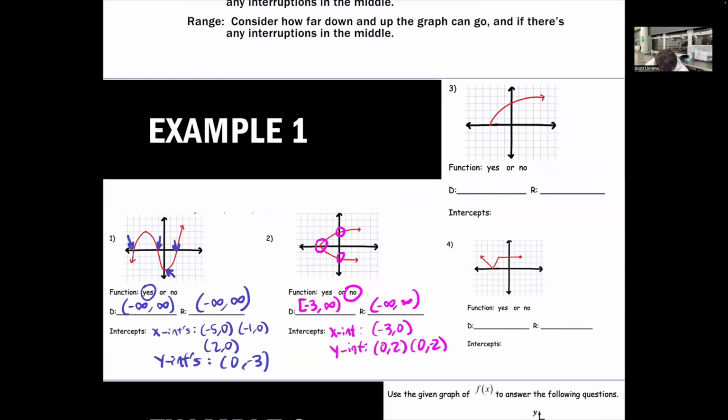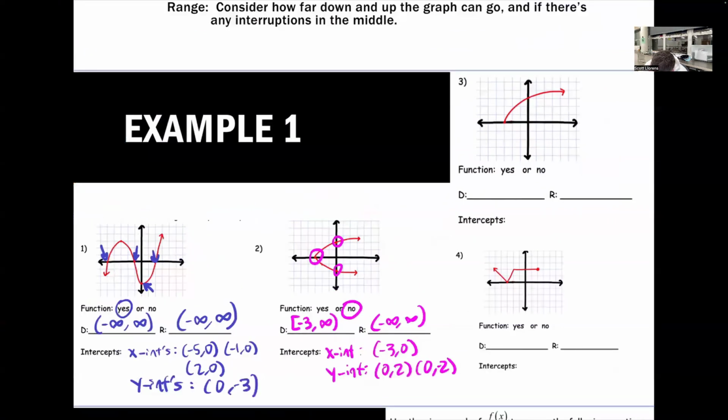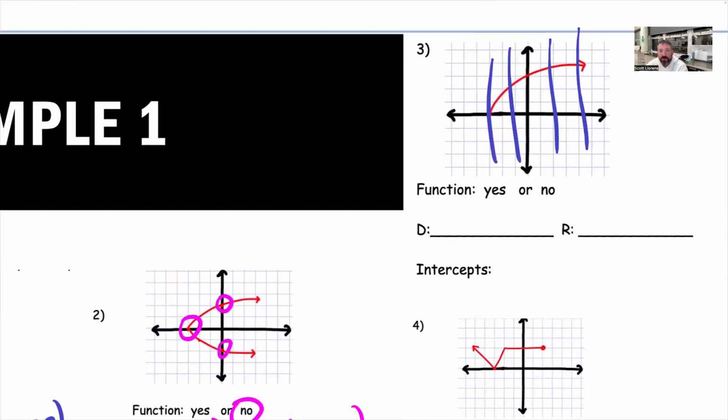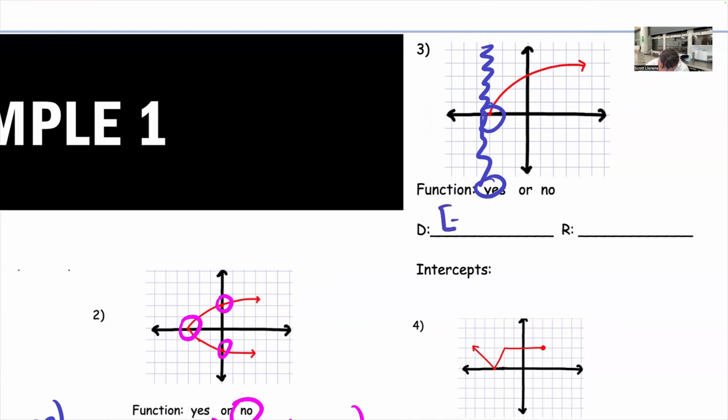All right, moving on to number 3 within example 1, we have a function. All these vertical lines would only hit the graph in one spot. So yes, it's a function. The domain, we're starting our graph. The furthest left we get is this negative 3. That is achieved, so we give it a bracket. And then it's going forever to the right. So we're saying from negative 3 until infinity.